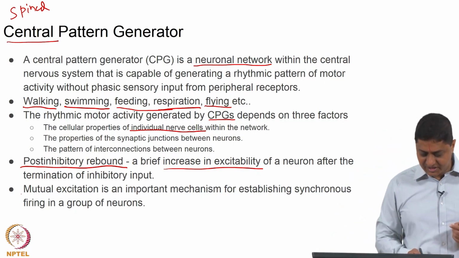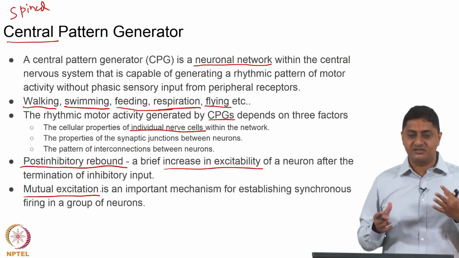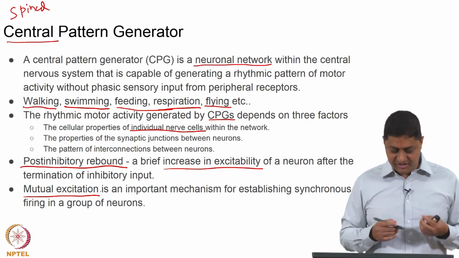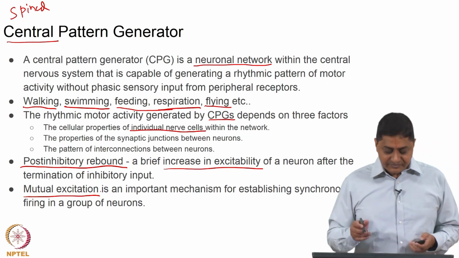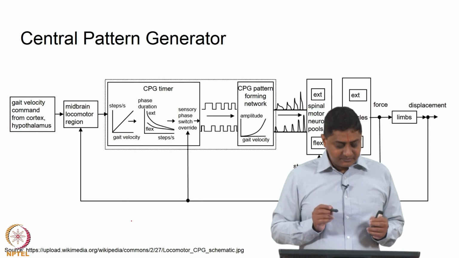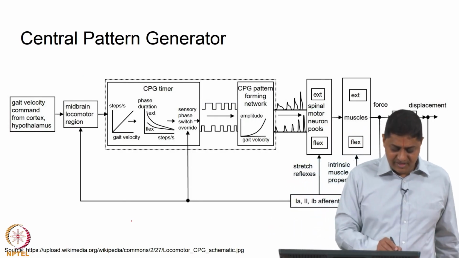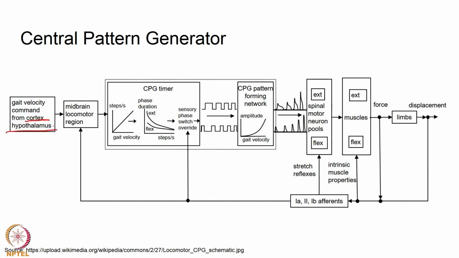So, mutual excitation or mutual inhibition is a crucial mechanism for establishing this sort of oscillatory or rhythmic output in a group of neurons. So, how does this happen? Importantly, how fast you want to move is a decision that is made, we like to think, in the higher centers such as cortex, and it reaches midbrain locomotor regions.